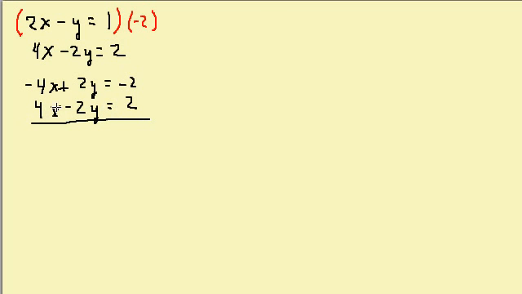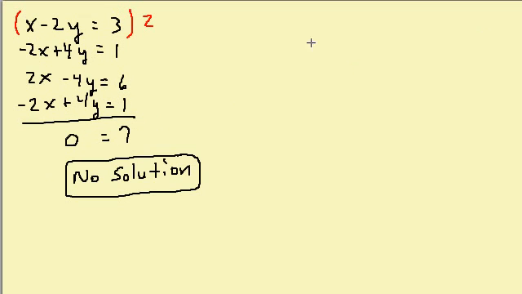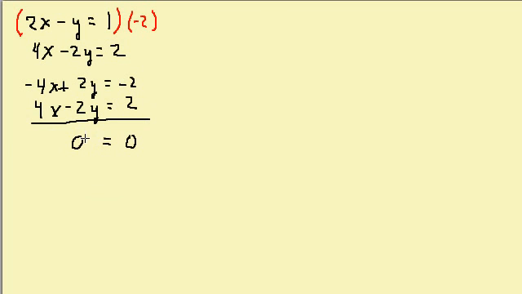and I add, and negative 4x plus 4x is 0, 2y plus negative 2y is 0, so both variables went out again, and negative 2 plus 2 is 0. Now, unlike this last problem where I had 0 equals 7, that's a false statement. Here I have a true statement. 0 does equal 0. So this is an infinite number of solutions.